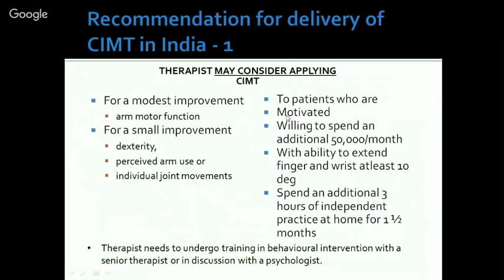To patients who are motivated, who are willing to spend an additional 50,000 per month, with the ability to extend finger and wrist at least 10 degrees, and spend an additional 3 hours of independent practice at home for the next 1.5 months. And the therapists who are going to apply it should undergo training in behavioral intervention with a senior therapist or in discussion with a psychologist. That's highly recommended.